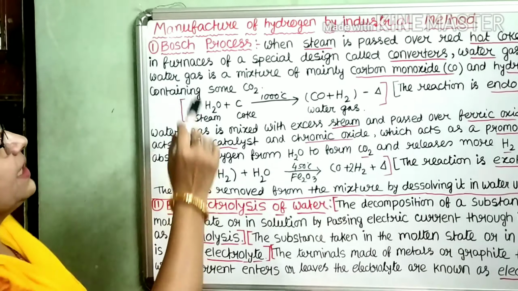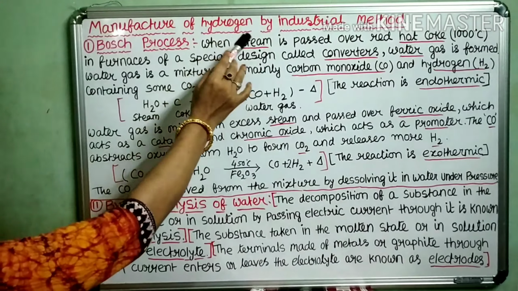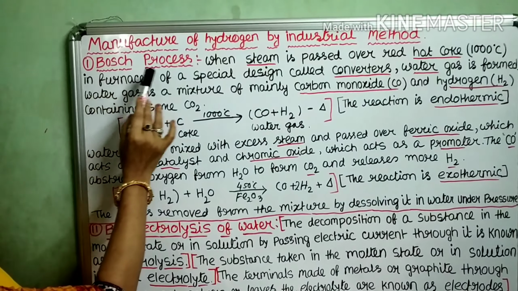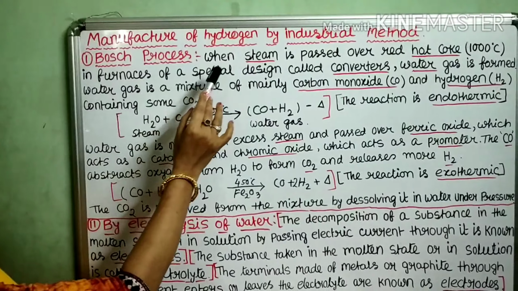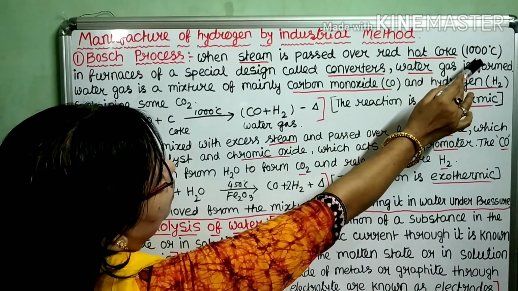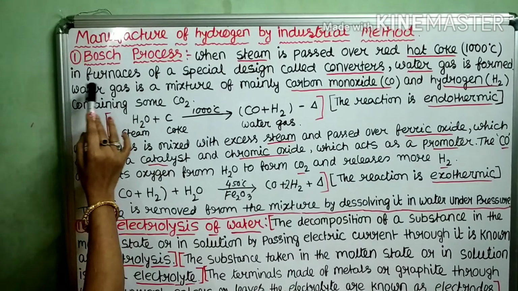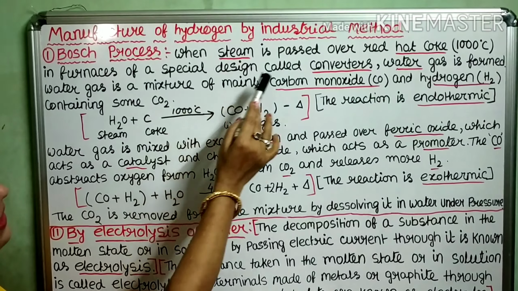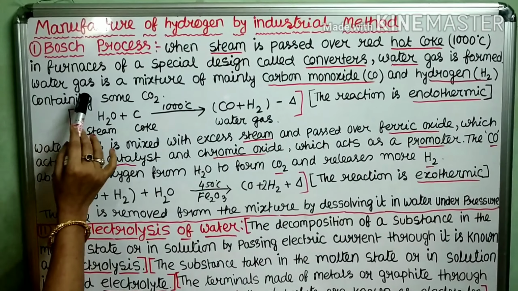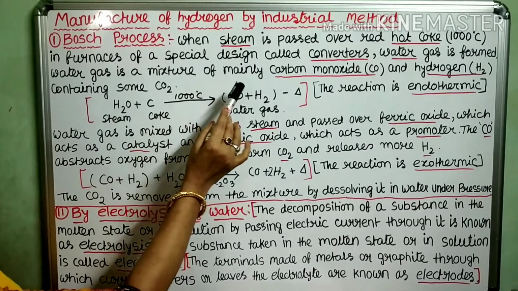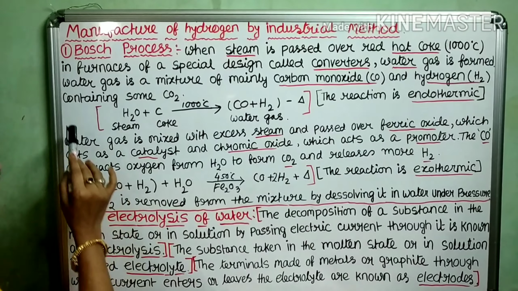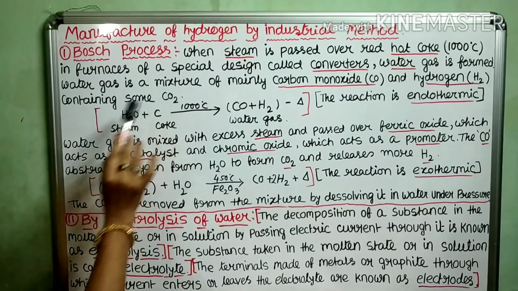Today I will discuss the manufacture of hydrogen by industrial methods. First, the Bosch process. What is the Bosch process? When steam is passed over red hot coke at about 1000 degrees centigrade in a furnace of a special design called a converter, water gas is formed. Water gas is a mixture of mainly carbon monoxide (CO) and hydrogen, containing some carbon dioxide.